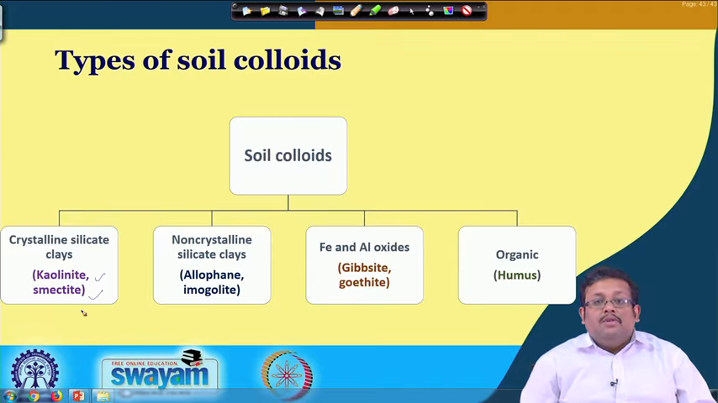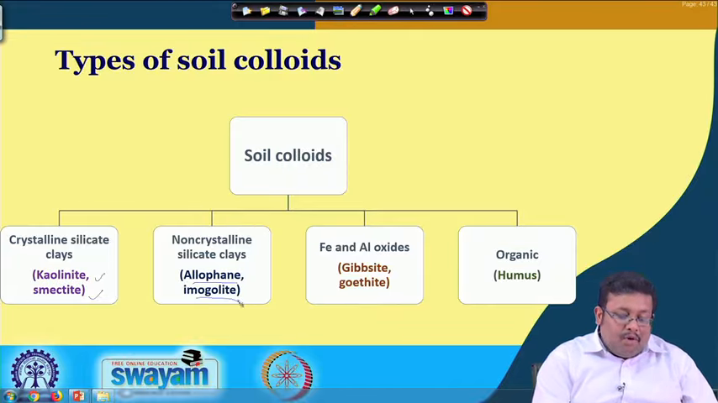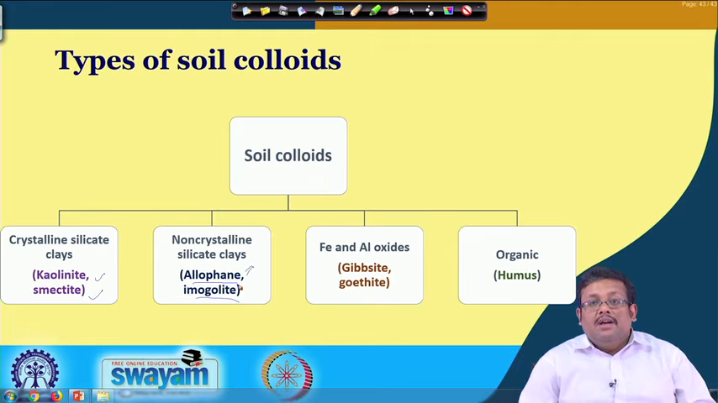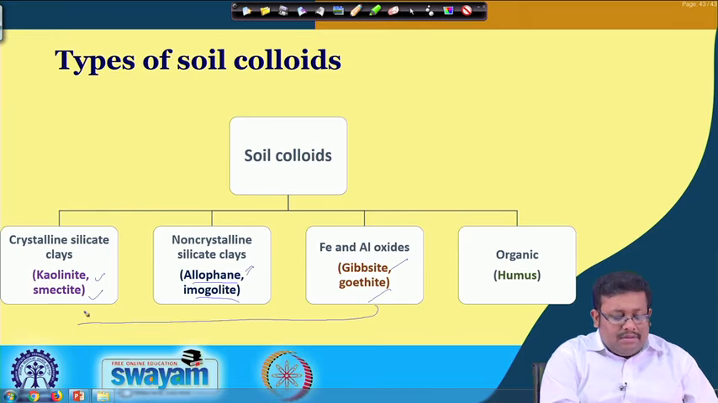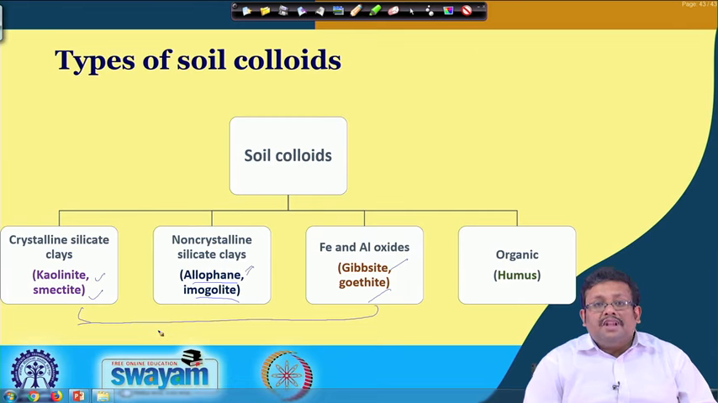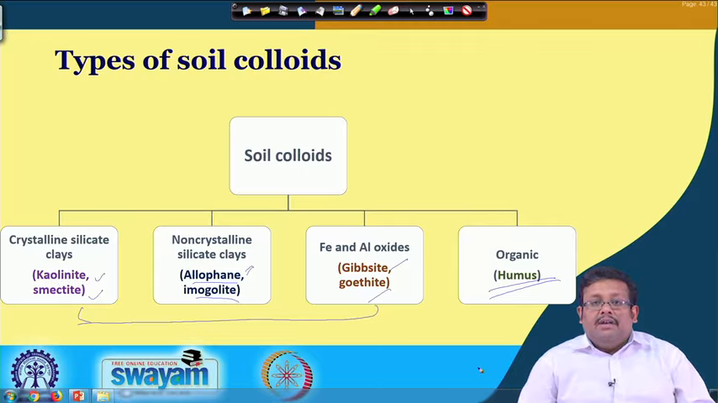Non-crystalline clay minerals means they do not have any crystalline structure. So, some examples are allophane and imogolite. Allophane mainly occurs in volcanic soils. Iron and aluminum oxides, some examples are gibbsite and goethite, and these three are collectively called soil inorganic colloids, whereas soil organic colloid is composed of humus, and we will discuss humus while we are discussing soil organic matter in a later part of this course.